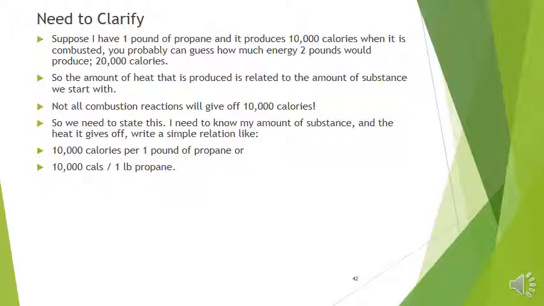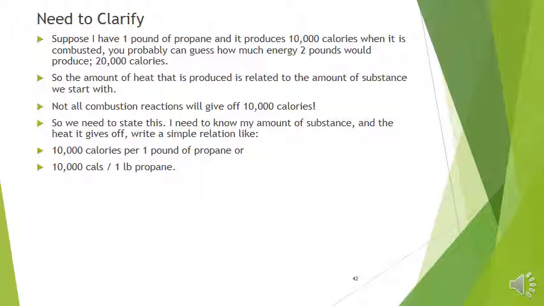Okay, now I need to clarify. Suppose I have 1 pound of propane and it produces 10,000 calories when it's combusted, like the example. You could probably guess that if I have 2 pounds, it would produce 20,000 calories. So the amount of heat that is produced is related to the amount of substance we use. Not all combustion reactions will give off 10,000 calories.